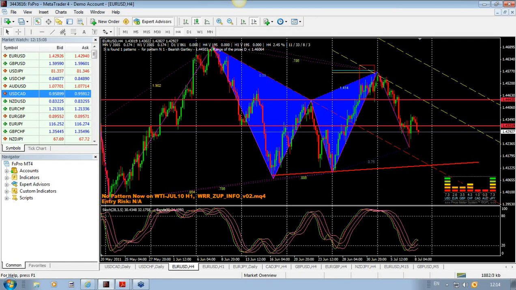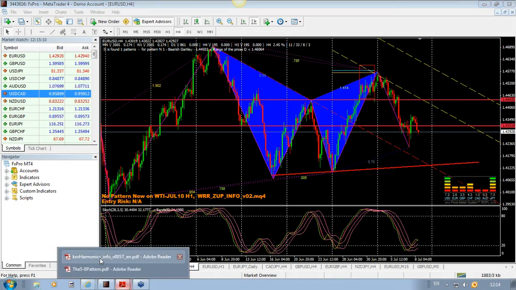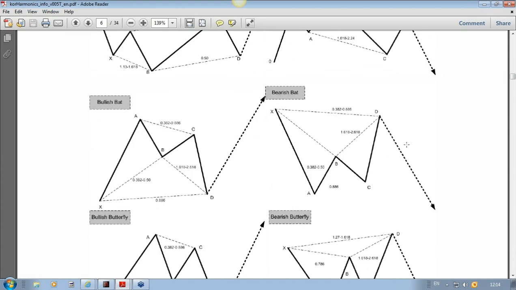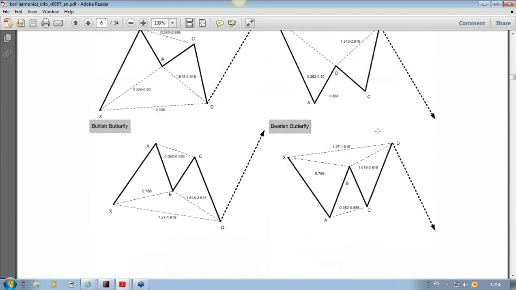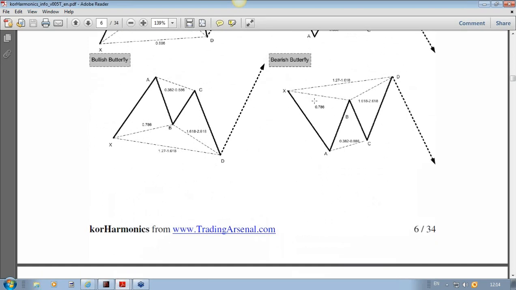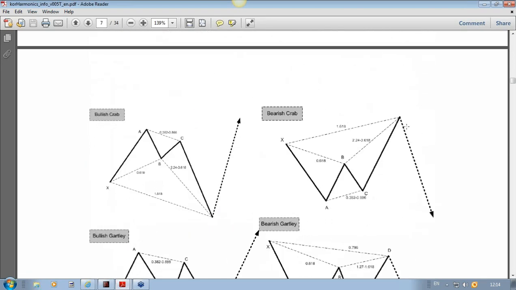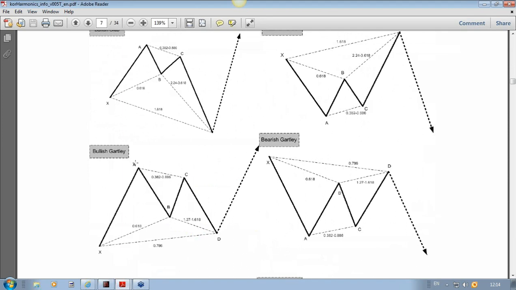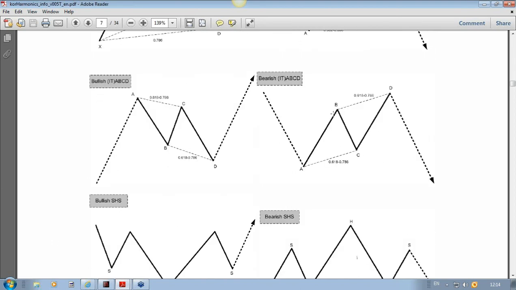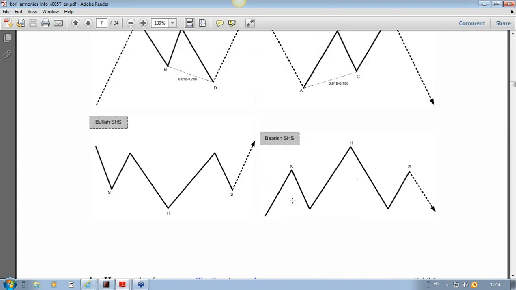A bearish bat and a butterfly, and there is also a crab, which is my favorite, and bearish or bullish Gartley, which I personally don't like so much unless it is combined with other important things. This is just the whole view. There are also ABCD patterns, and head and shoulders, which we all know.